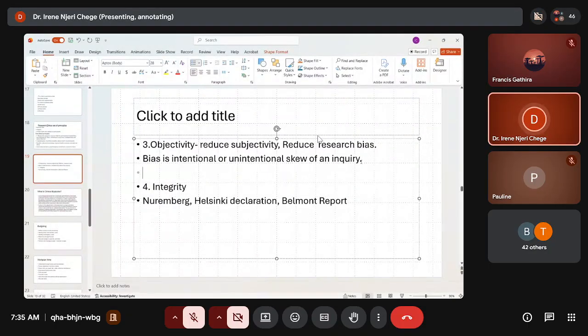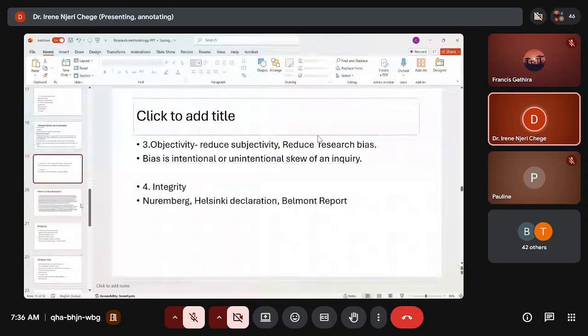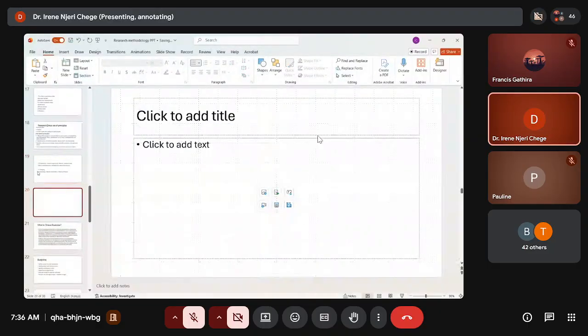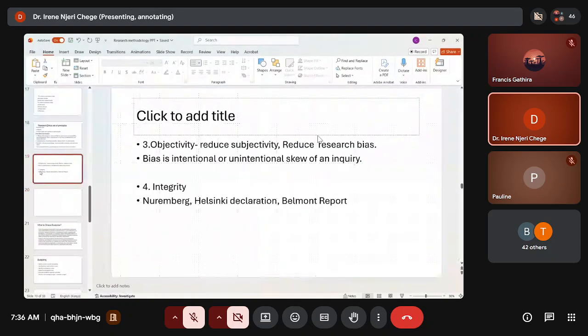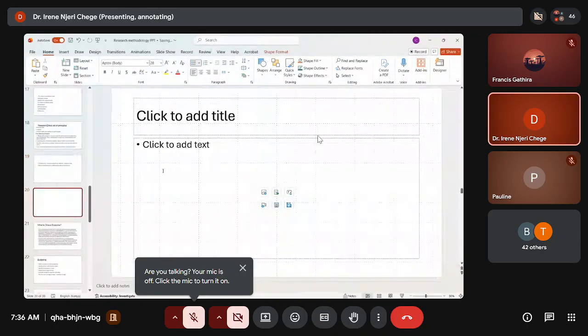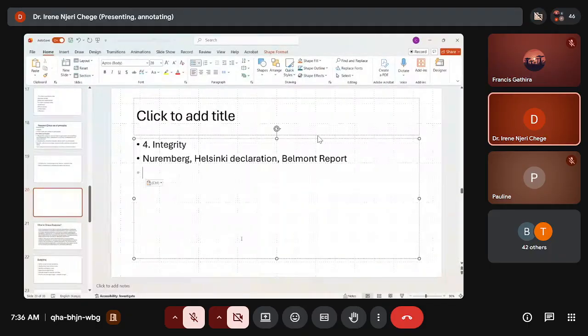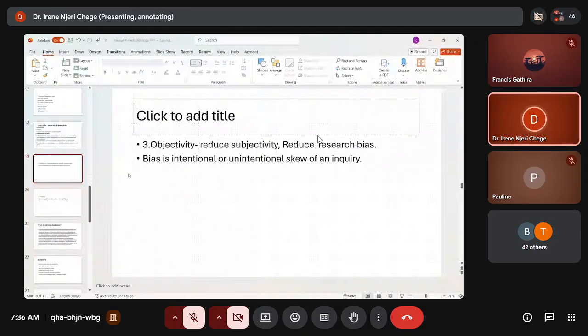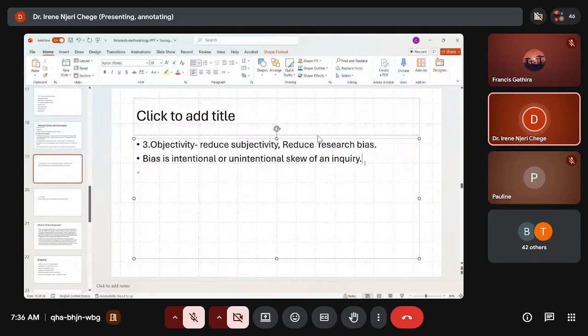Now, there are many types of bias. There are many types of research bias. I just want to give you one or two. So if you stop seeing the slides, let me know. I'm just trying to add information that you can write and refer to later maybe. So, what are the types of bias?